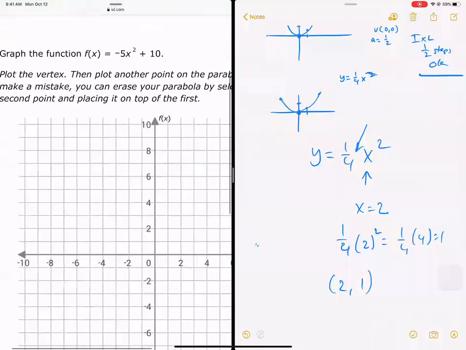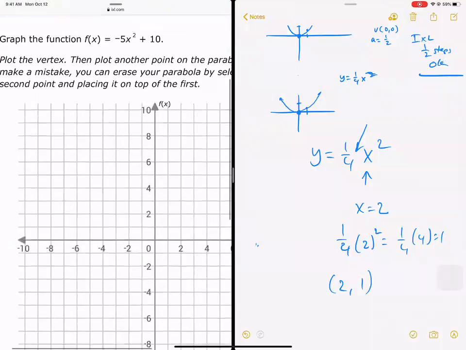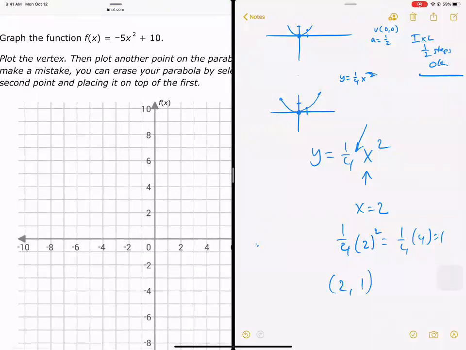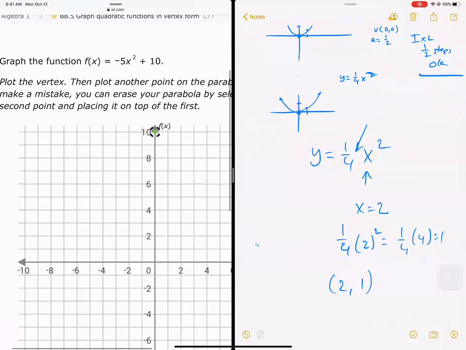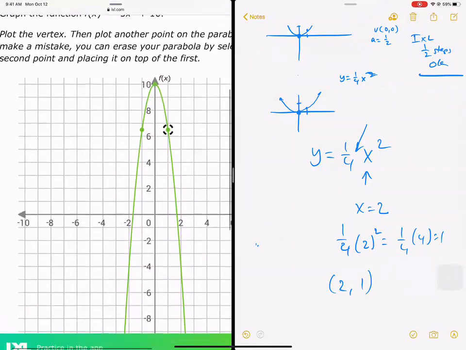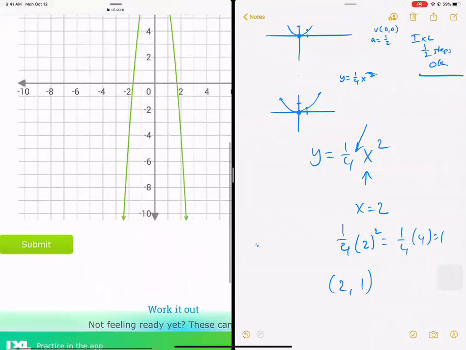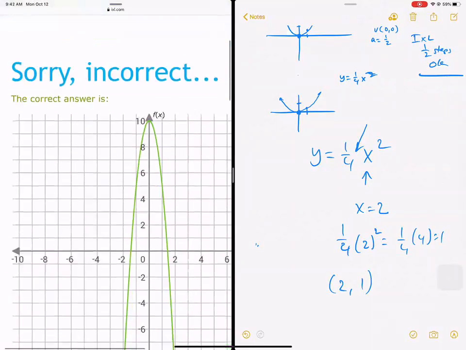This is x is 0, y is 10. So at 0, -10. Oh, 0, +10, I'm sorry. That's my vertex. H is 0, k is 10. And 1 step over, -5 steps down. 1, 2, 3, 4. Oops, these are double counts. Right there, 5. Oops, I miscounted 1 step.